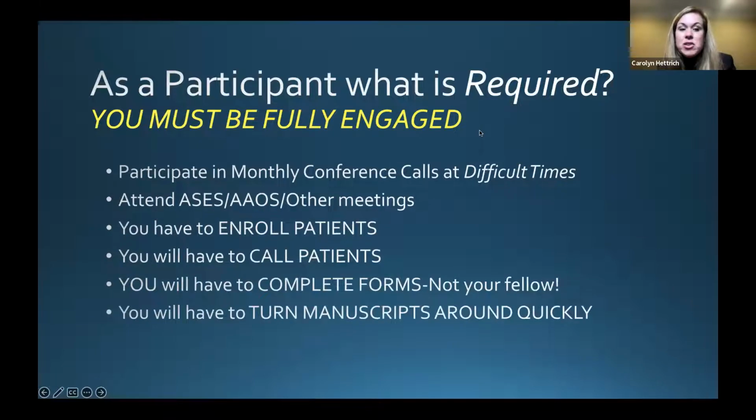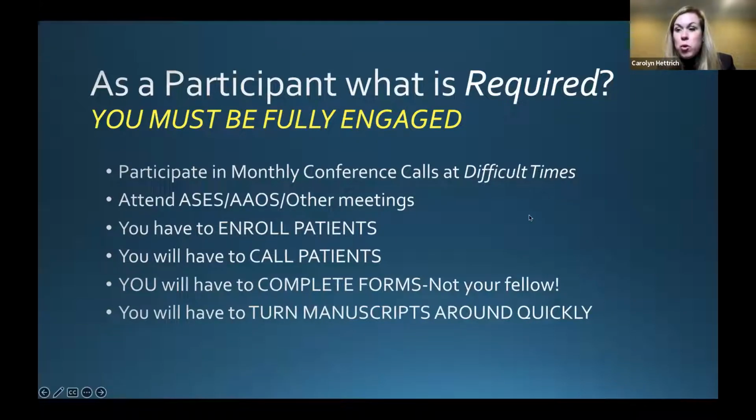You have to be engaged. Again, it takes time. Monthly conference calls are tough, because if they're in the morning, that usually means it's ridiculously early for the West Coast and cutting into your clinic time on the East. You have to enroll patients. You have to call patients for follow-up, because that's how you get that 80-85% follow-up.